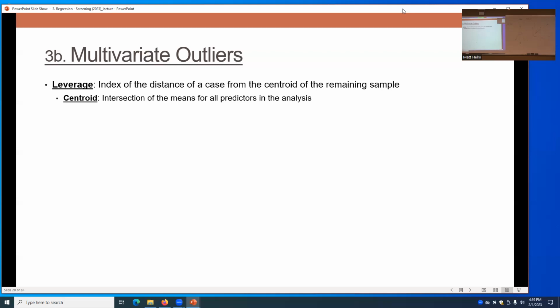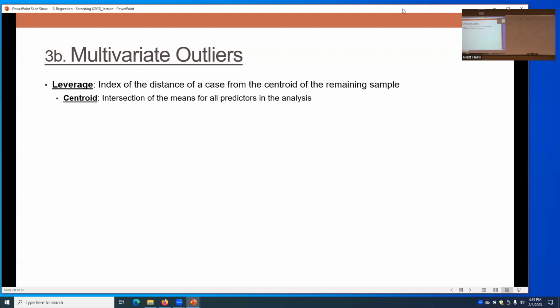Where does my case fall? Here's the intersection of all possible means, right? Where does my case fall and how far away is that? If it's way out here, then I've got a difference. So we just have to transition into three-dimensional space to start thinking about a simple case with two predictors and an outcome. As we get more predictors, it gets harder to think about, at least for me.